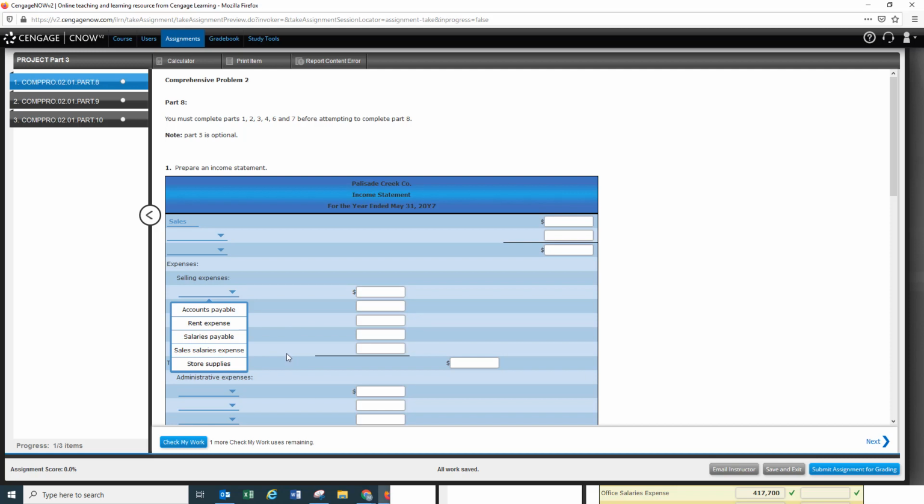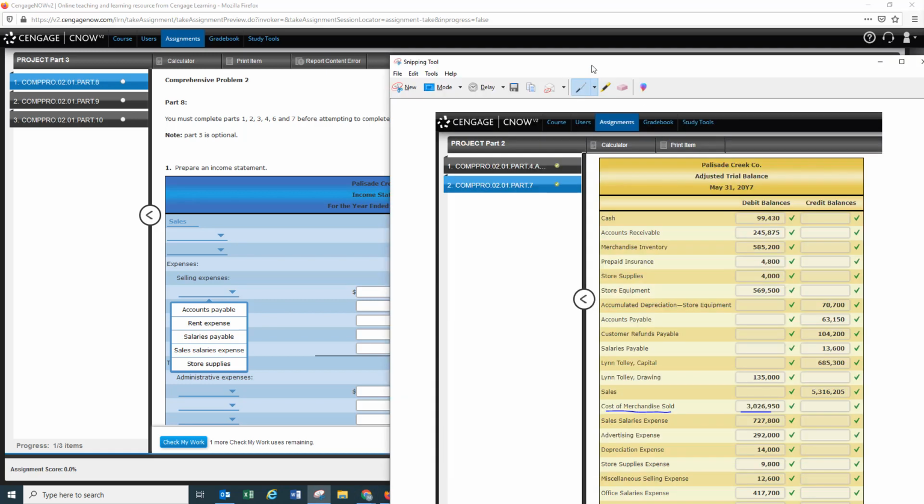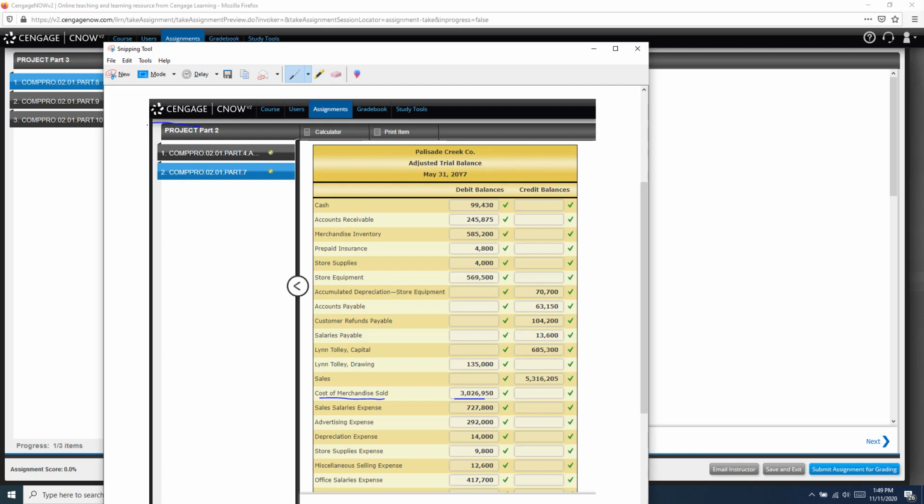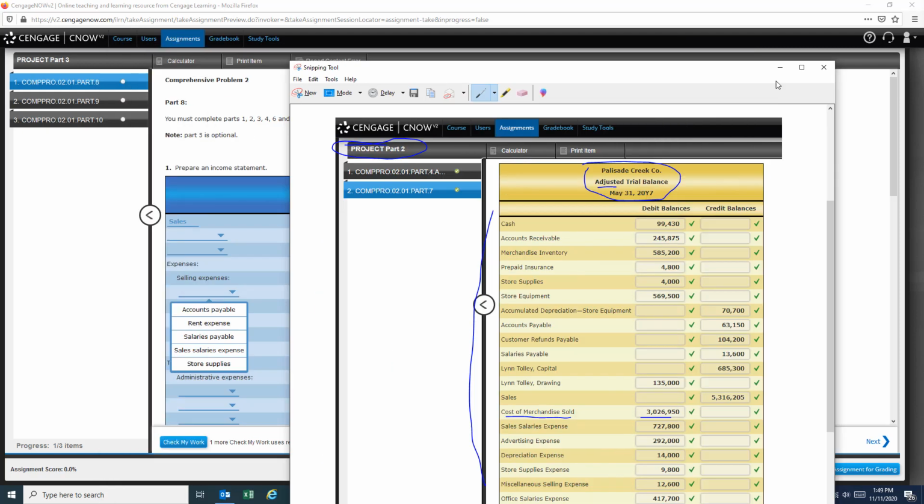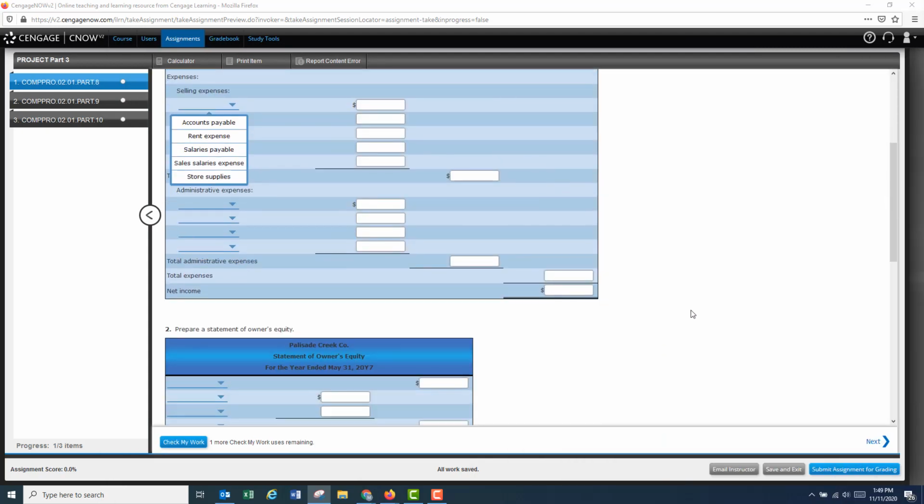So mainly, maybe a lot of you struggled because you were not aware that you get the balance of these accounts from project part 2. All right, right here, go back to your project part 2 and scroll down. Find this solution. You will use all of these accounts. All of these accounts and these balances will go to the financial statements. So let's continue down here.